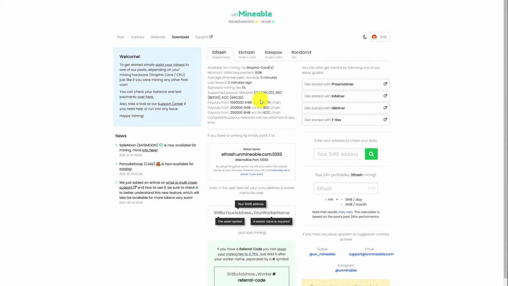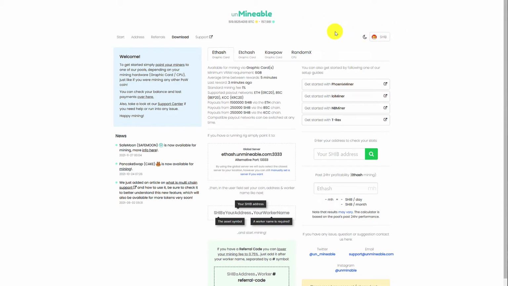So basically what Unminable does is that you mine, for example, Ethereum, or Raven Coin, or Monero, and they'll pay you out in the token that you choose.